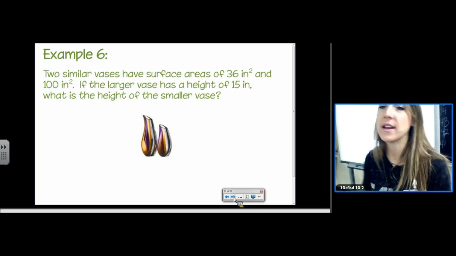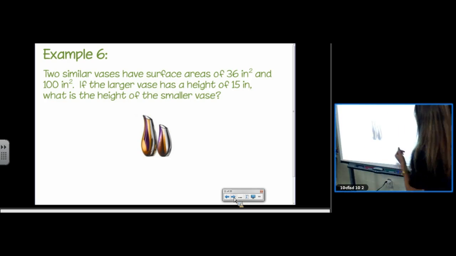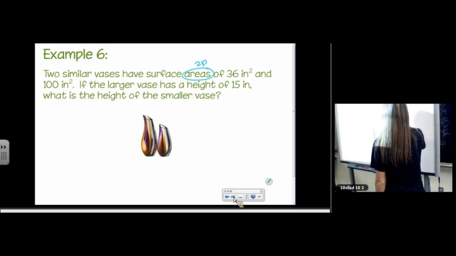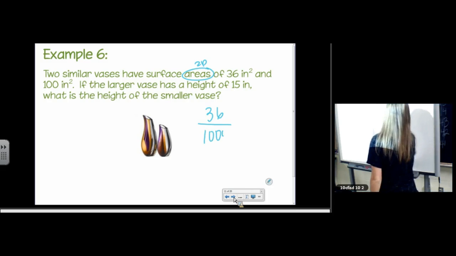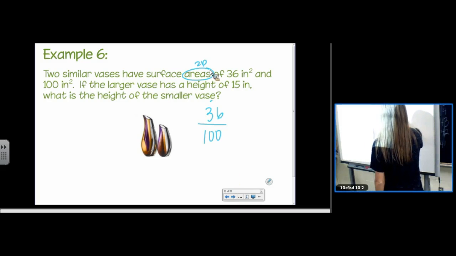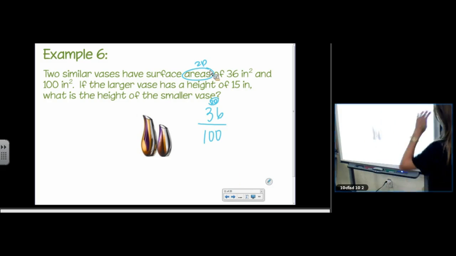All right, so we know that we have similar vases. That's good. Their areas, so it's 2D. Their areas are 36 and 100. We know that 36 and 100 are 2D values.